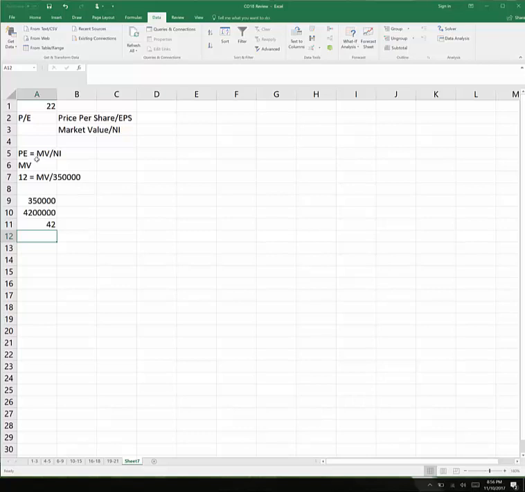So again, what we've done, we know that the PE ratio, we can take that as the total market value divided by the total net income. We're given a PE ratio of 12. By taking the sales multiplied by the profit margin, we find net income. And then from there, that lets us solve for total market value, which we divide by number of shares to get back to the price per share.